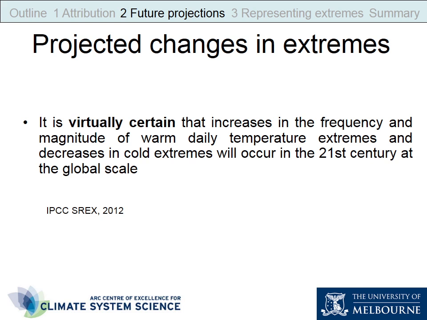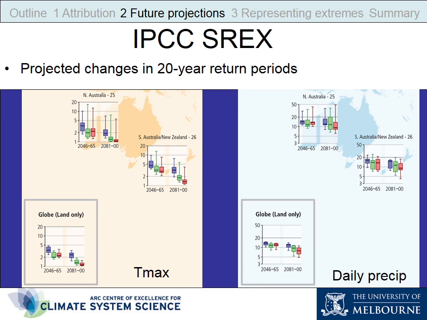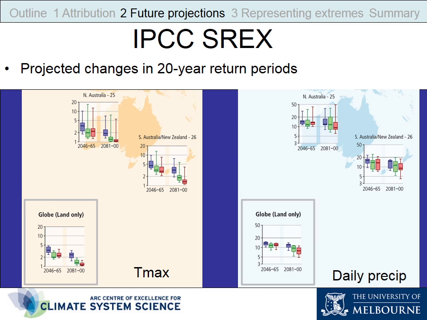So an update on the last IPCC assessment report from the Special Report on Extremes suggests it's virtually certain that increases in the frequency and magnitude of daily temperature extremes will occur by the end of the century, and decreases in cold extremes, which highlights what we see with these shifts in distributions. But the point of this is that most of these projections come from climate models, and this is one way that we can use climate models to investigate changes in extremes.